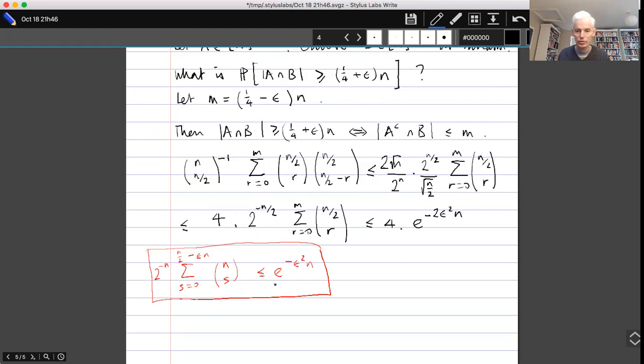Just to say once again where that came from. That came from using this expression with n replaced by n over 2 and epsilon replaced by 2 epsilon, because epsilon n is 2 epsilon times n over 2. So that's the probability that a random set B intersects A in more than, or upper bound for the probability that it intersects it in more than a quarter plus epsilon n.